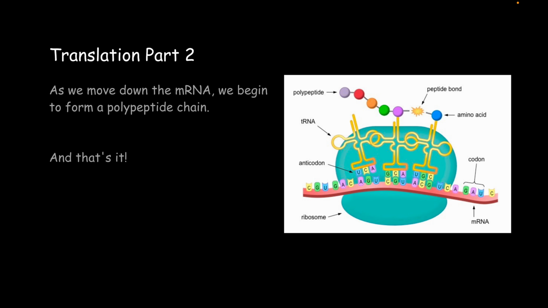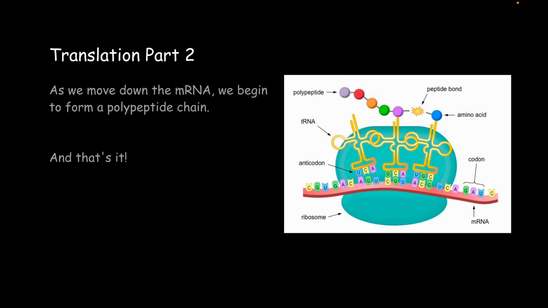But once we actually move down the chain, these are going to bond to the polypeptide chain, which, if you remember from macromolecules, is just a bunch of amino acids put together. It's going to put one on, put one on, put one on, put one on, making this long chain. The tRNA is going to just go bye-bye, and these amino acids are going to bond together and form that polypeptide chain. And that's really it.